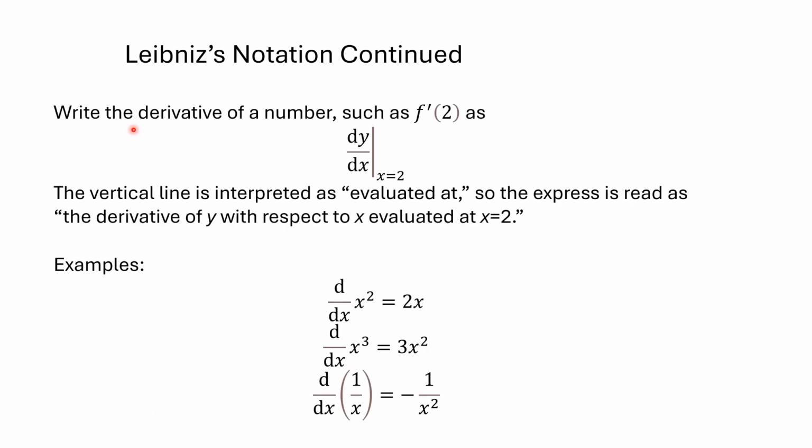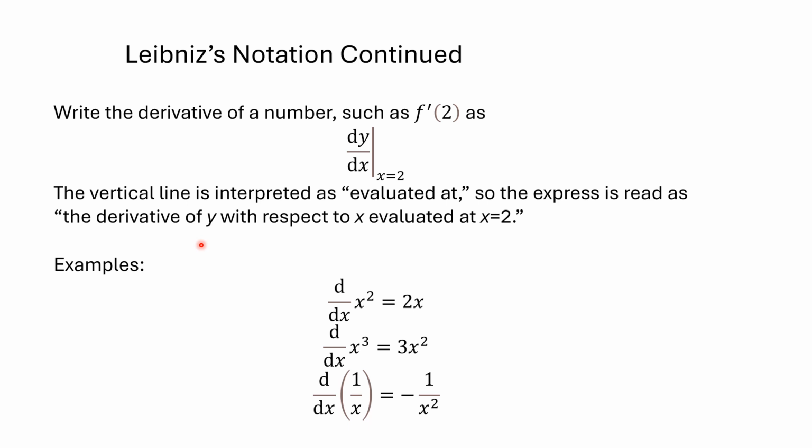So we can write the derivative evaluated at a number, such as the first derivative evaluated at 2, as dy/dx evaluated at x equals 2. The vertical line is interpreted as "evaluated at," so the expression is read as the derivative of y with respect to x evaluated at 2.